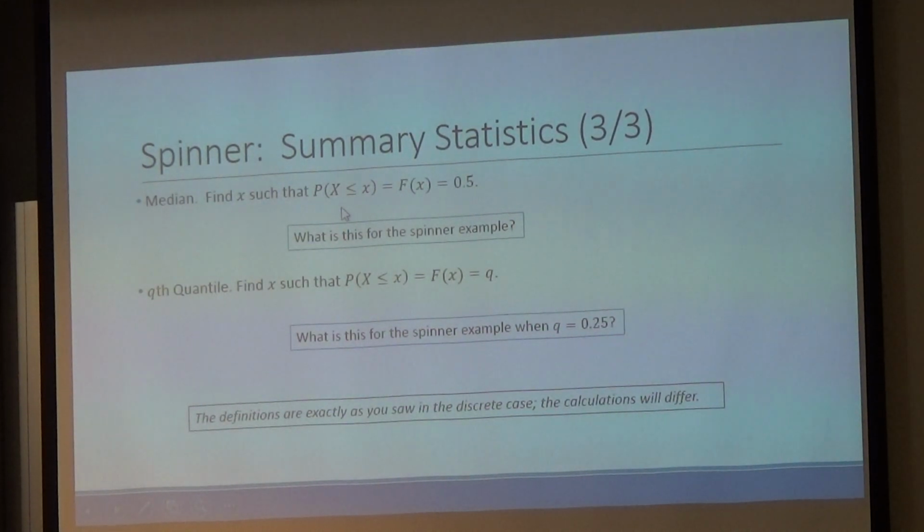Median, what's the median for the spinner example? Should be 0.5. 50% of the time, the RAND function in Excel, or my spinner example, had better be returning something less than 0.5. This definition you've actually also seen. And for quantiles, in the spinner example, the 25th percent quantile, 25% of the time, if I put 0.25 there, you're going to get a value that's less than 0.25. So these definitions are exactly like you saw in the discrete case.